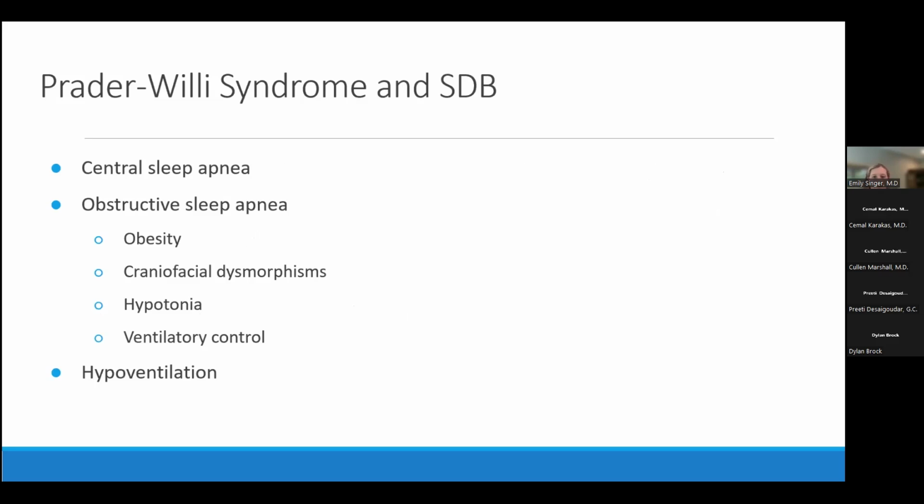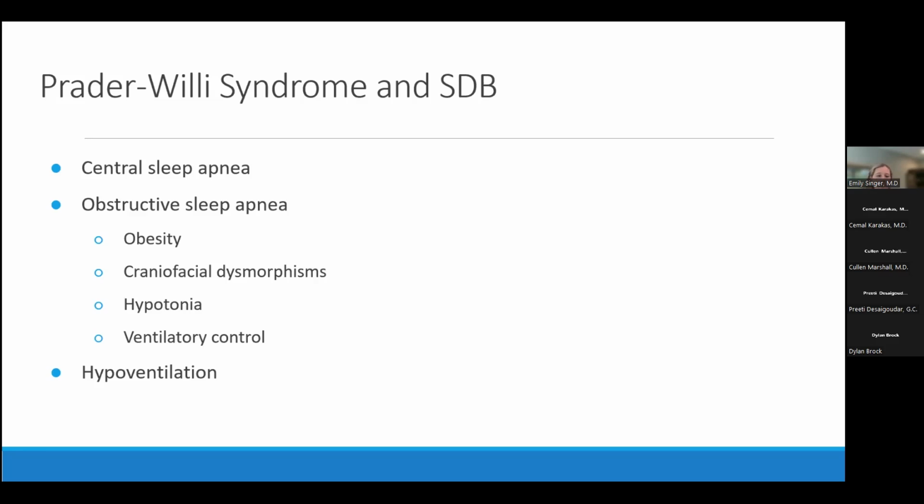All right, and so for kids with Prader-Willi syndrome, the most common sleep-related problems are either snoring or having excessive daytime sleepiness. Sleep disordered breathing rates in these kids run about 80%, so it's very common. And similar to Down syndrome, central sleep apnea is most common during infancy. And then we have kids more commonly presenting with obstructive sleep apnea or nocturnal hypoventilation.